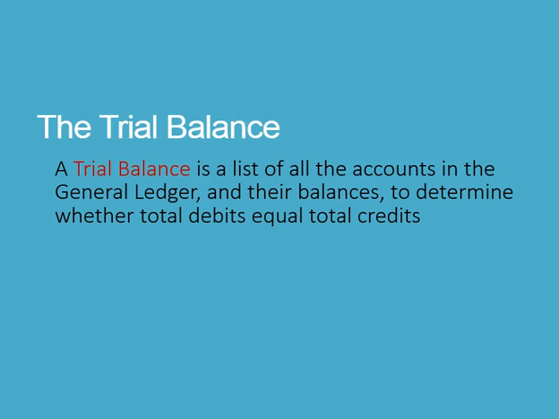So a trial balance is just a list of all the accounts in the general ledger and their balances to determine whether total debits equal total credits. And this is done pretty regularly because we can't always rely on getting it right at the end of the reporting period. If something's going wrong, we want to know about it sooner rather than later. So a lot of businesses would probably just print out a trial balance at the end of the day just to see how things are going and making sure that everything is nice and even.